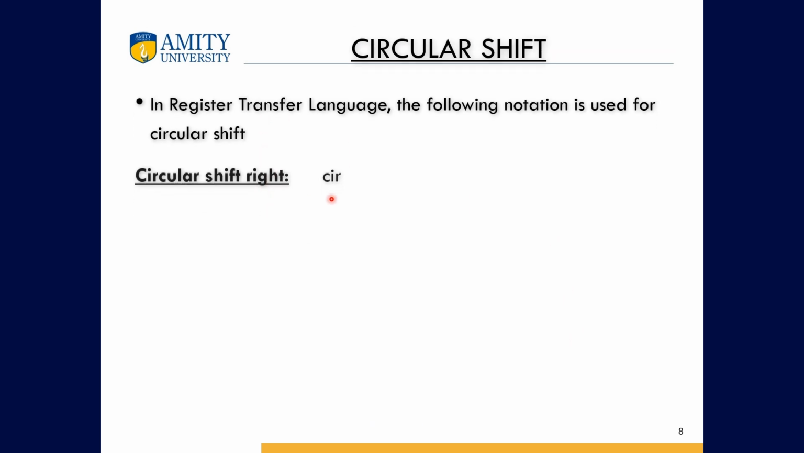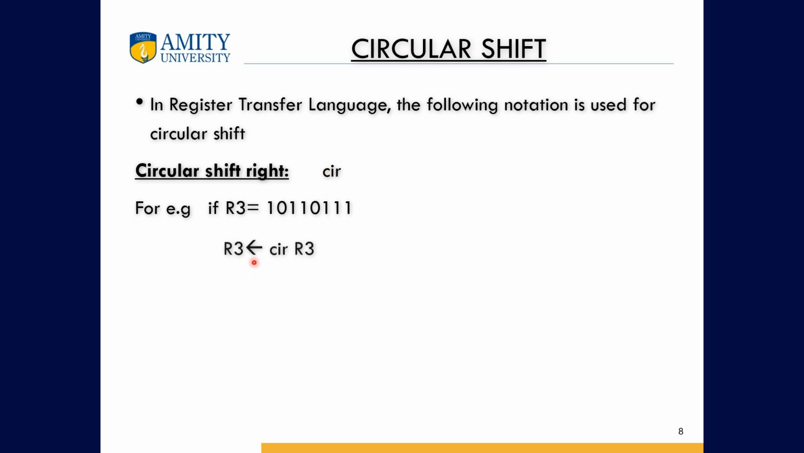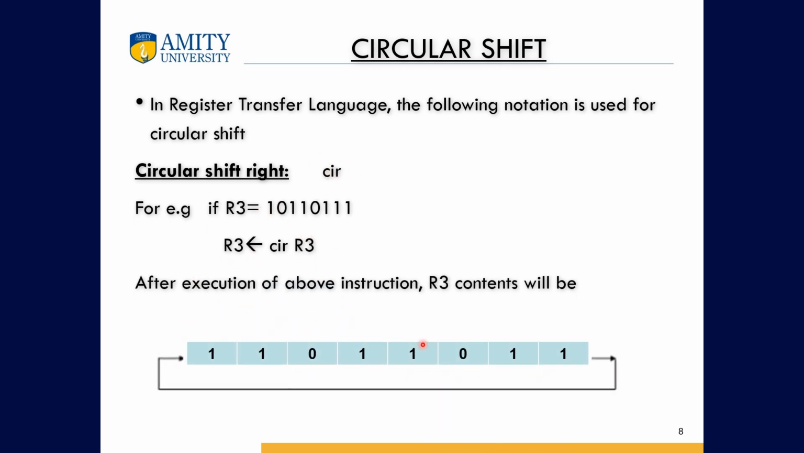The notation for circular shift right is CIR, so circular right. The following example will give us the output as follows. So we had 10110111. We shifted the entire number. So if we see from here onwards, the number is the same, 10110111, and then the last bit comes here, 1. So this is the final shifted R3 content. It can be represented as CIR R3, stored in R3 after the changes.